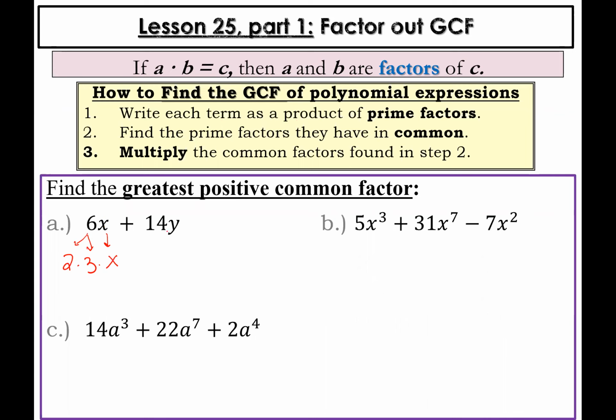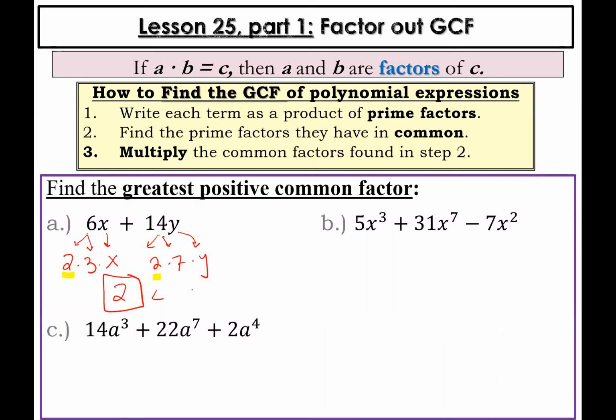Now the second term, 14y. So y is just its own factor. And then if we break down 14 using multiplication, that would be 2 times 7. So if we look at these terms broken down, 2 times 3 times x, 2 times 7 times y, the thing that's the same, of course, is the 2. That is the greatest positive common factor. So our answer for this problem is 2.